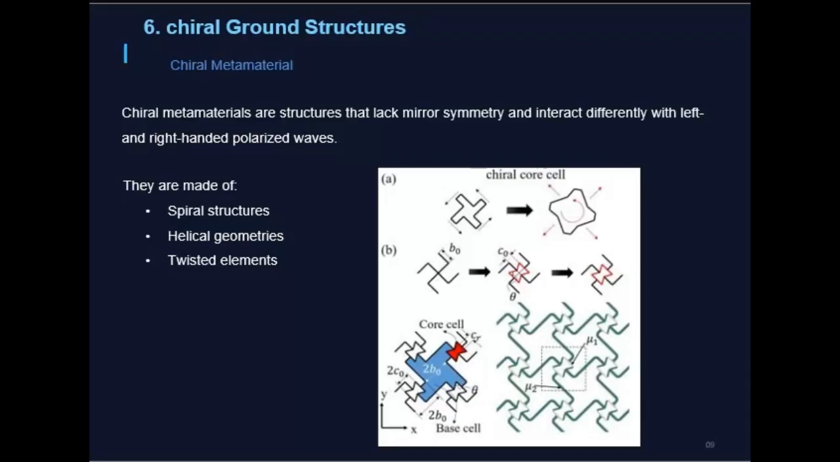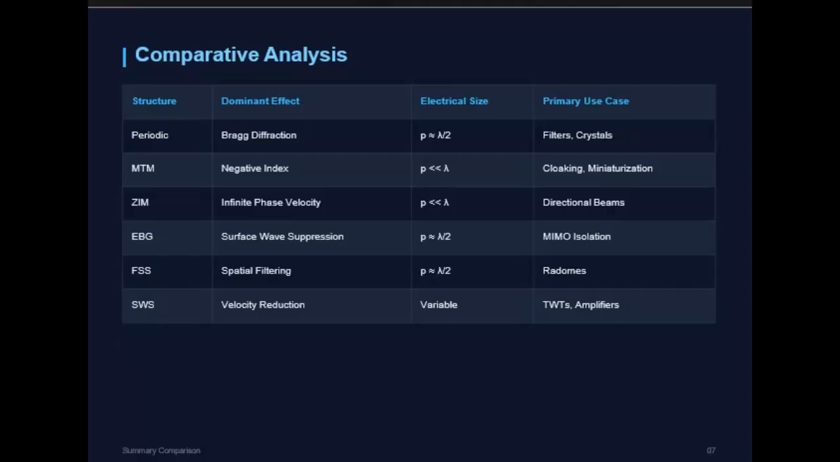So in this lecture, we have seen different kinds of metamaterials, and there is one similarity in all these metamaterials: they are periodic in nature. Second, the metamaterials are different from other periodic structures because metamaterials have the property of epsilon and mu negative, which makes these materials very different from other materials. And the size of these materials is very small.